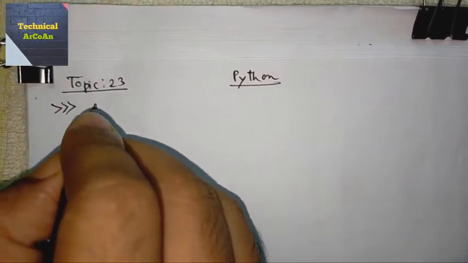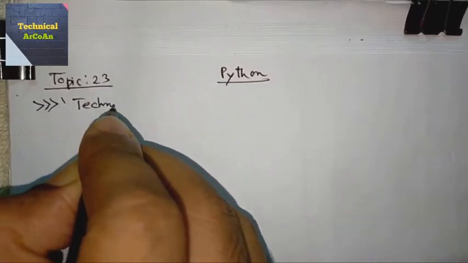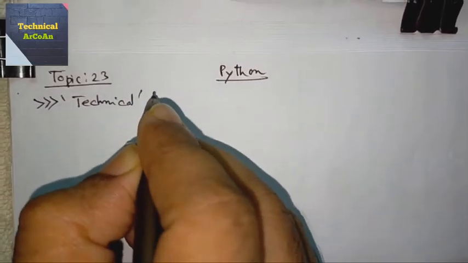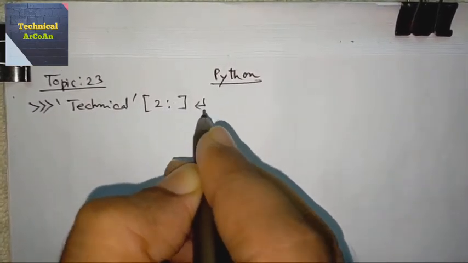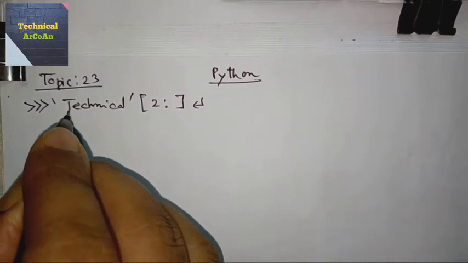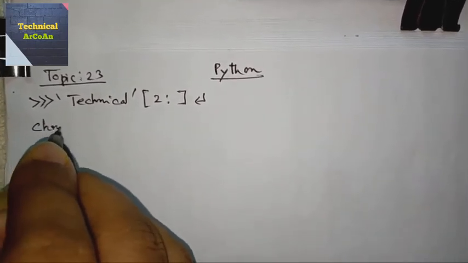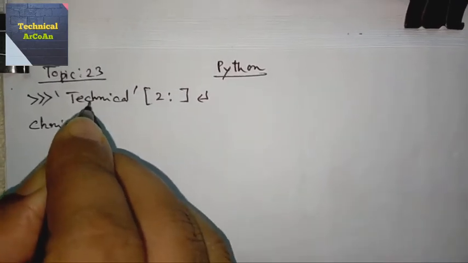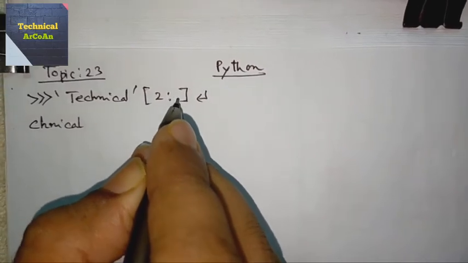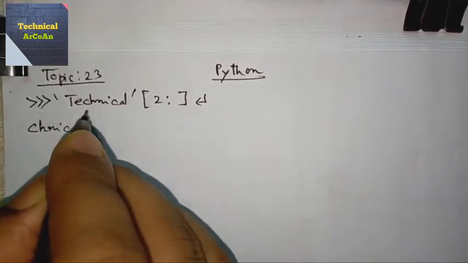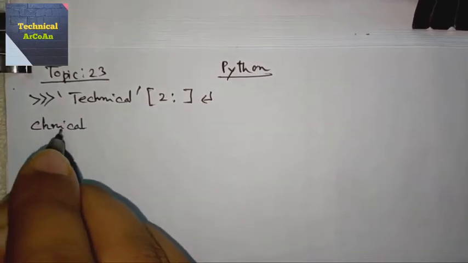Now another example, suppose we write within single quotes TECHNICAL and after that we write the slicing, just 2 colon, and we don't put anything here. So what will be the output? Same thing, 0, 1, 2. So this is the position, so it will print CHNICAL. Why? Because from 2 it will print the rest, because there is no limit, meaning no index is given there. That's why it starts there but goes up to the last L, so it will print CHNICAL.